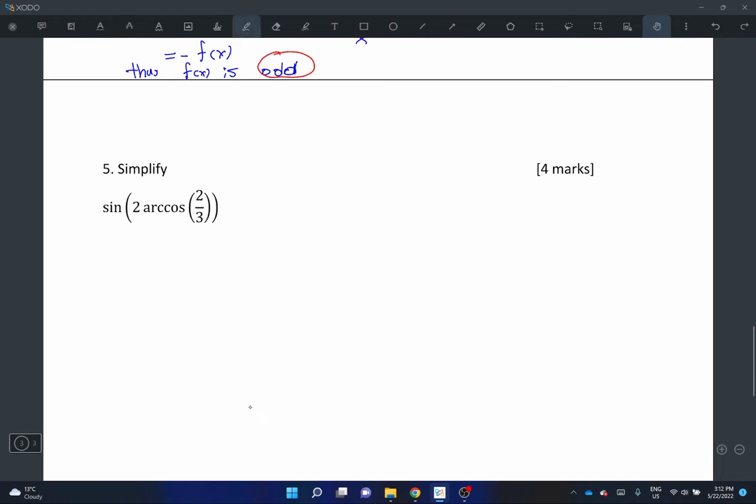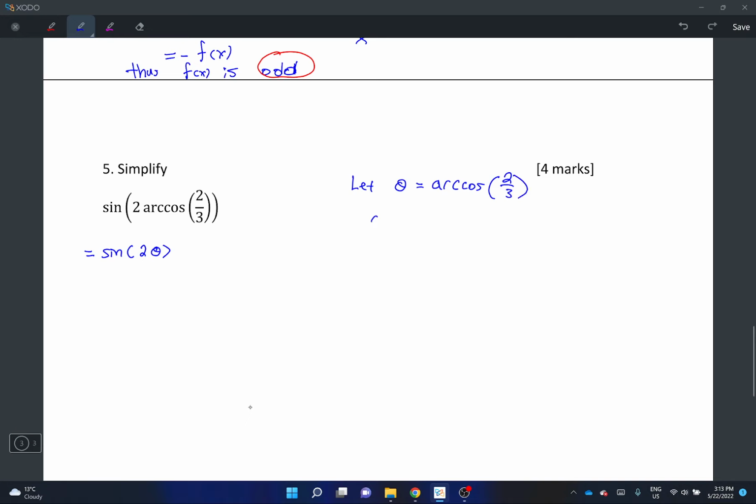Last question, aside from the bonus. Last question, find the sine of 2 arc cos of 2/3, or simplify it rather. First step is I'm going to call the arc cos of 2/3 theta. So let theta equal arc cos of 2 over 3. If we take the cosine of both sides, this means the cos of theta is equal to 2/3.